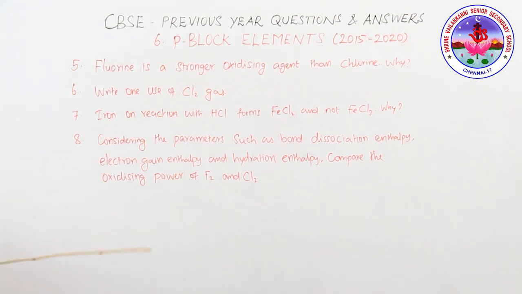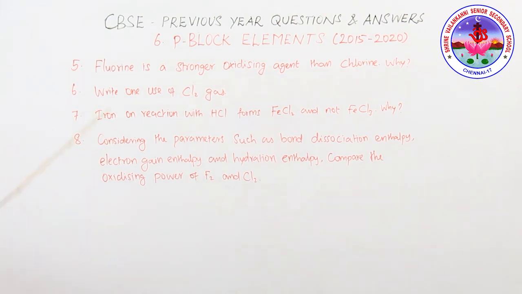Then the fluoride ion has a higher enthalpy of hydration than the chloride ion. Another point is that fluorine is a stronger oxidizing agent than chlorine because of the highest standard electrode potential, that is the reduction potential.